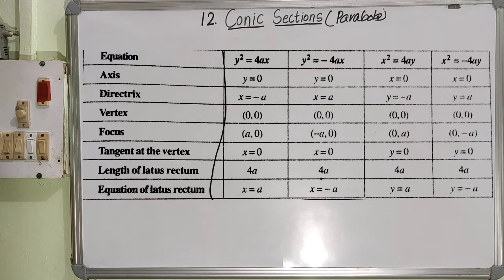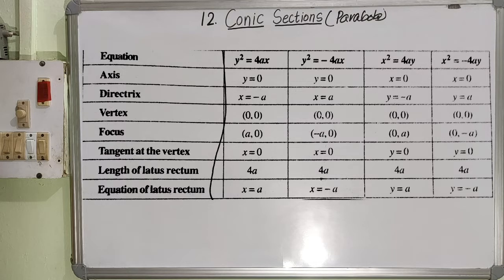If the vertex is shifted somewhere else, then there will be changes in all these results that you see in the table, right? So how can we calculate all the important results, like the directrix, the vertex, the focus, the length of the lateral rectum, and the equation of the lateral rectum, if the vertex is not at the origin? This kind of question we are now going to see in video part 2 for exercise 12A.